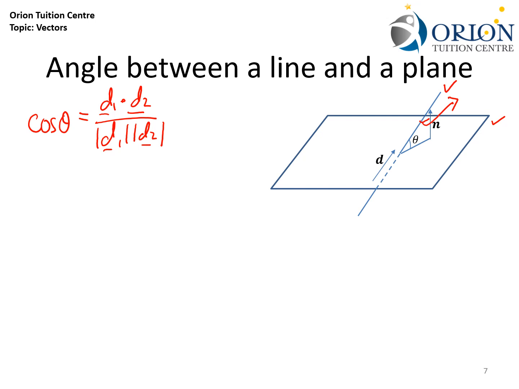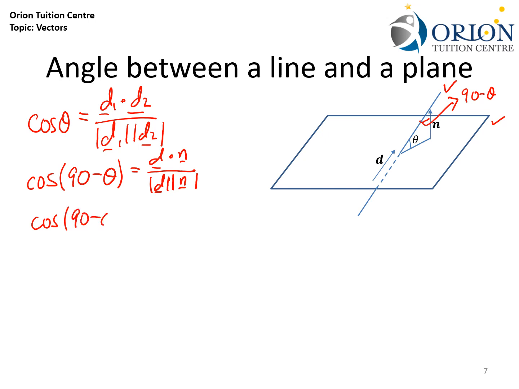That means the angle between the line and the normal vector is going to be 90 minus theta. Therefore, we can say that cosine of 90 minus theta is going to be equal to d dot n over mod d mod n. And from trigonometry, we know that cosine of 90 minus theta is equal to sine theta. Thus, we can write down sine theta is equal to d dot n over mod d mod n.